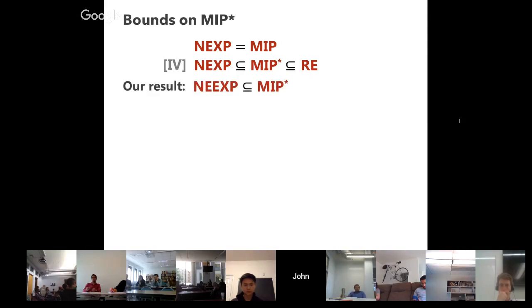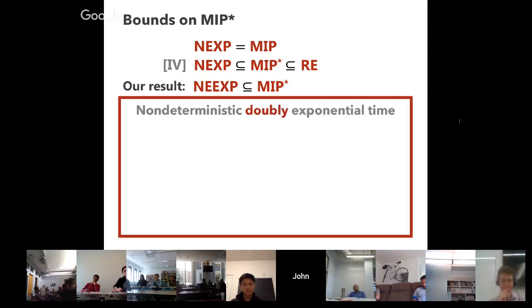And then our result improves upon Ito and Vidick by adding an extra E to the NEXP. So we show that NEEXP is contained in MIP star. Okay, so what is NEEXP? It's non-deterministic doubly exponential time. This is a time where your non-deterministic verifier is allowed to run in time 2 to the 2 to the poly n. Okay? And NEEXP, by the non-deterministic time hierarchy theorem, we know is strictly bigger than NEXP. And this shows that MIP star is strictly bigger than MIP. And as a result, this tells us that MIP star is not equal to MIP and gives us a classical-quantum separation between the two.